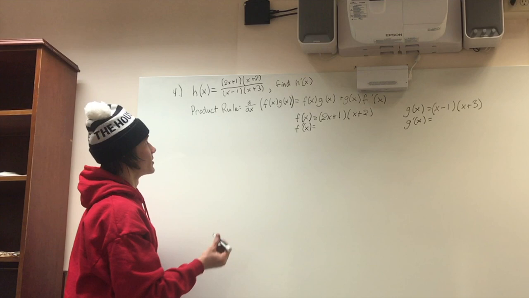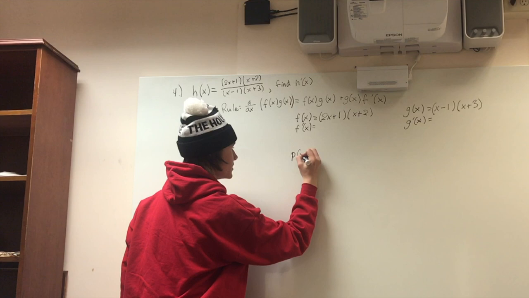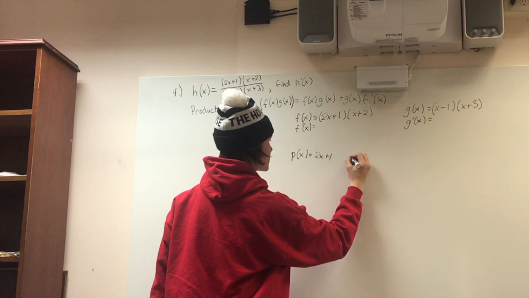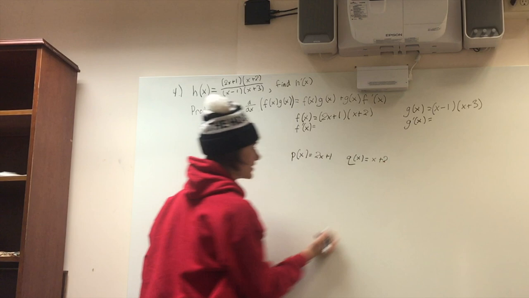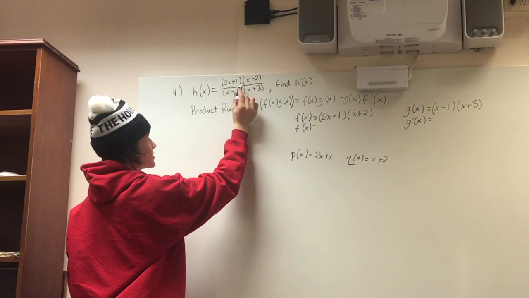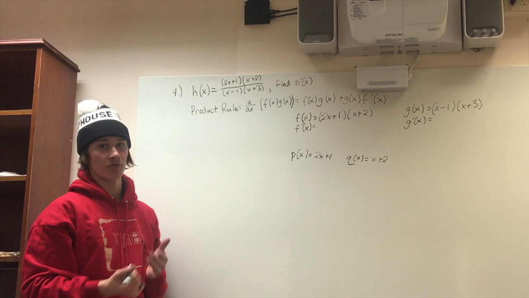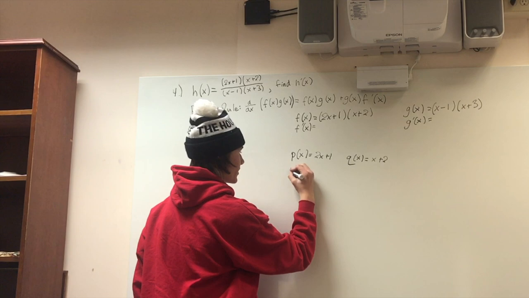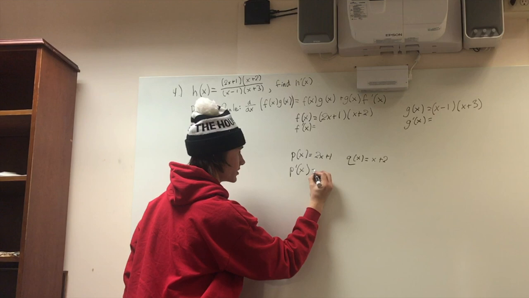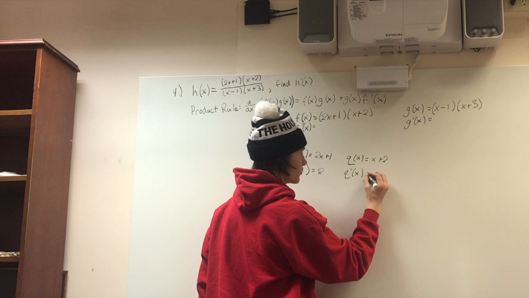We can write out p of x equals 2x plus 1, and q of x equals x plus 2. So here, p of x is this 2x plus 1, and q of x is this x plus 2. We're thinking of it like f of x times g of x, as we would with a simpler product rule equation. Then we're going to find the derivative of p of x, which is simply equal to 2 here, and the derivative of q of x, which is equal to 1.